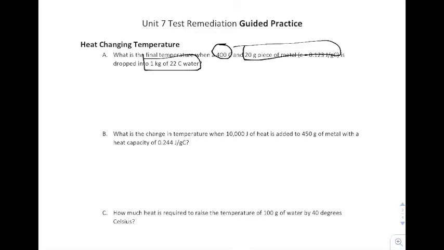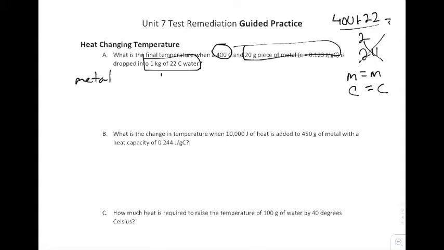So a lot of people, what they tend to do is they say, oh, it's 400 plus 22, and then they take it and divide by 2, and they get 211, and that's wrong. That did work on the early example because the masses were the same, and they were made out of the same substance. So because of that, when you have those two variables equal, then you can add them up and divide them by 2. But that's not the case here. I have two different things. I have metal and I have water.